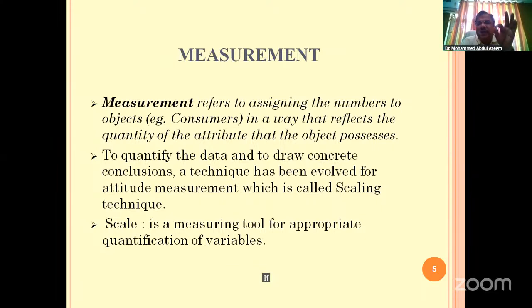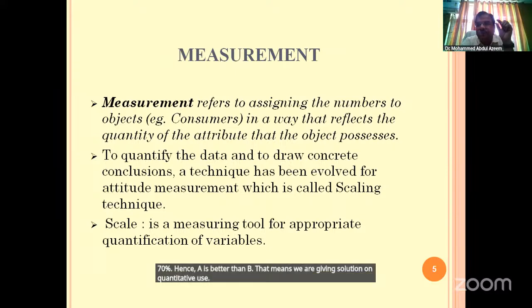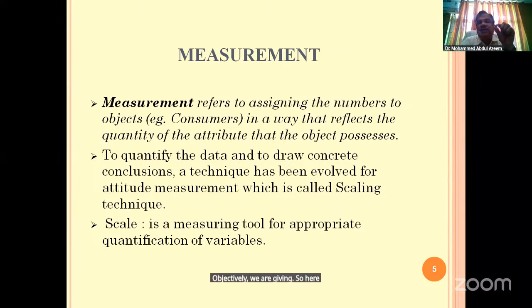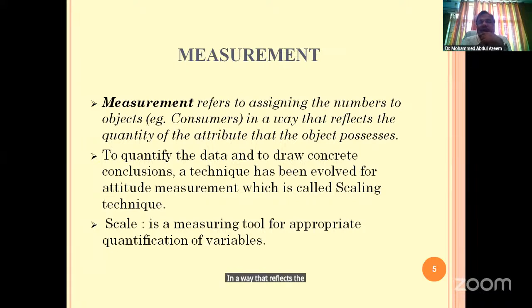If I say A is better than B, then the question is, how do you say? Yes, A got 80%, B got 70%. Hence, A is better than B. That means we are giving solutions on quantitatives, objectively. So here, measurement refers to assigning numbers to objects in a way that reflects the quantity of the attribute that the object possesses.